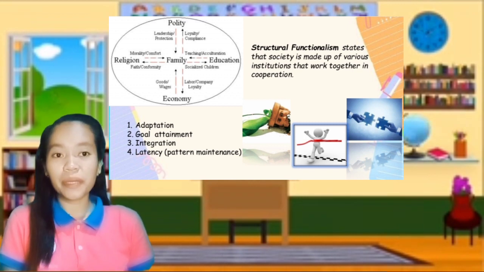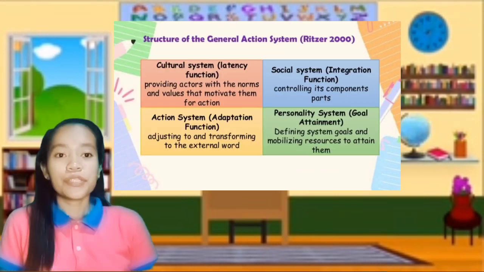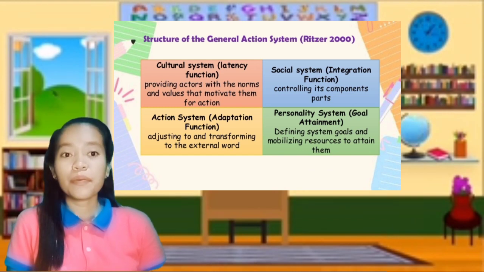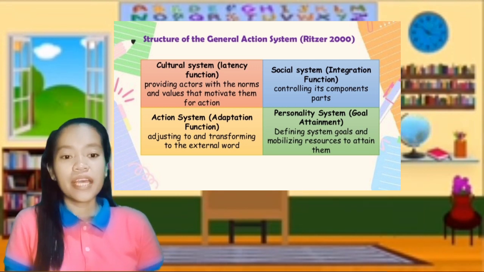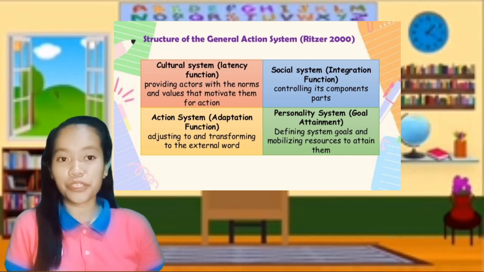So latency or pattern maintenance: a system must furnish, maintain, and renew both the motivation of individuals and the cultural patterns that create and sustain the motivation. So here is the structure of the General Action System by Ritzer 2000. First is the cultural system or latency function, providing actors with the norms and values that motivate them for action.